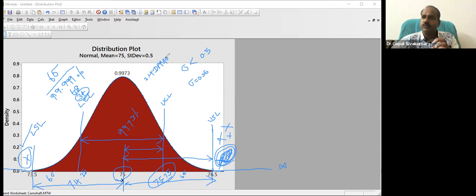All of you understand how the 3.4 comes? 3.4 is the failure rate you can expect from a process operating at Six Sigma capability, provided the process is one-tailed. Two-tailed means 6.8. One-tailed means 3.4. So all these things we are speaking based on our knowledge of the normal distribution. Hope my screen is visible to all of you. Am I right?